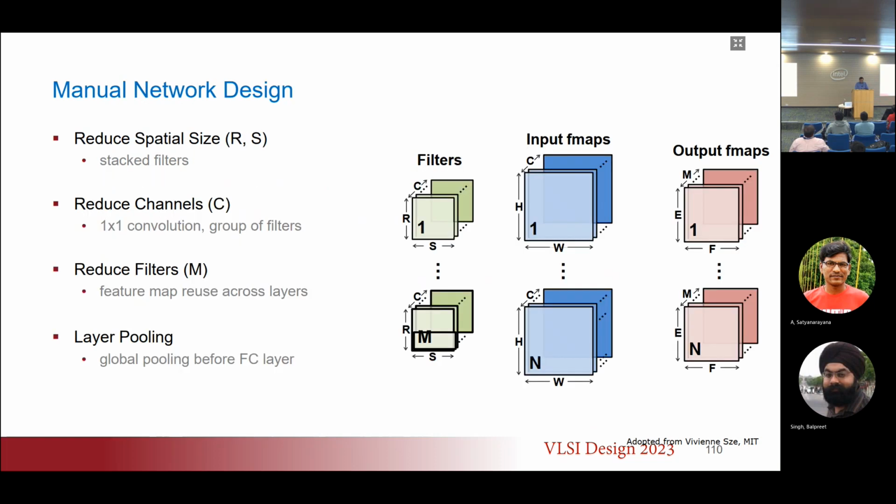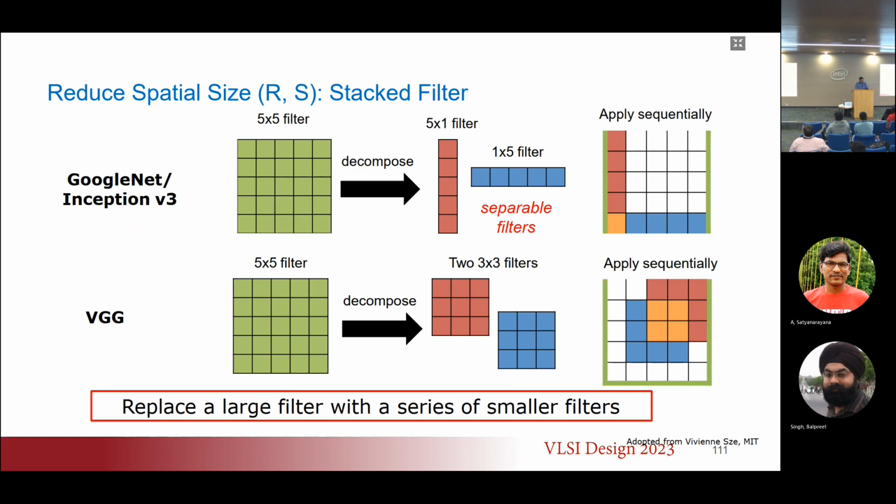So one of the things that they did is reduce the spatial size, reduce the number of channels, reduce the number of filters, and do layer pooling. And so GoogleNet, or Inception version 3, for example, did the following.